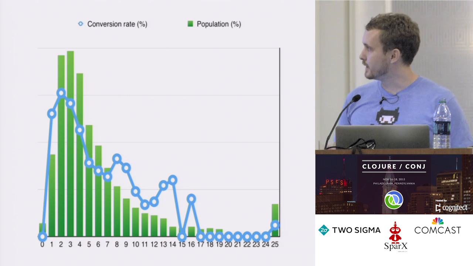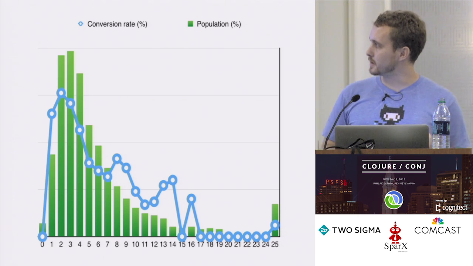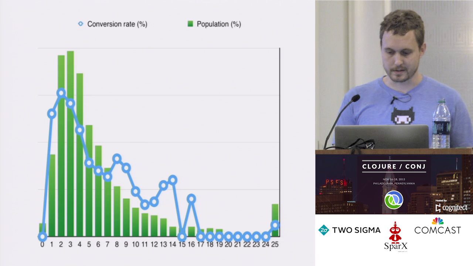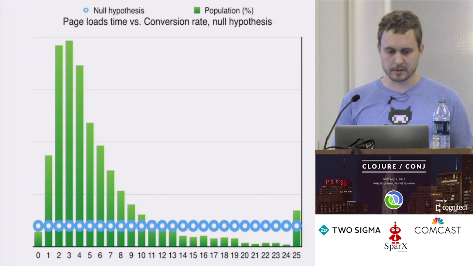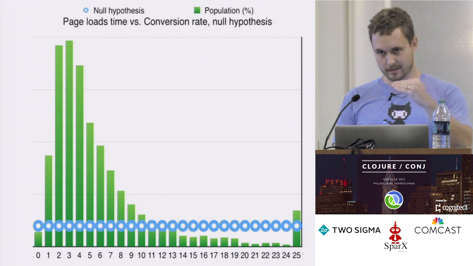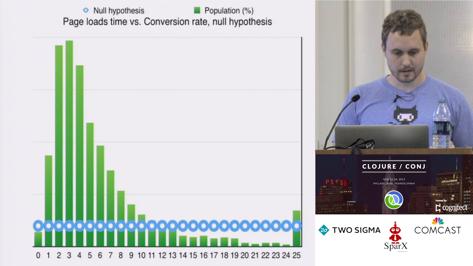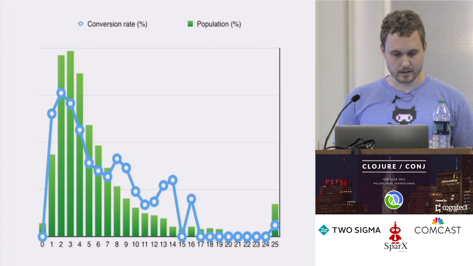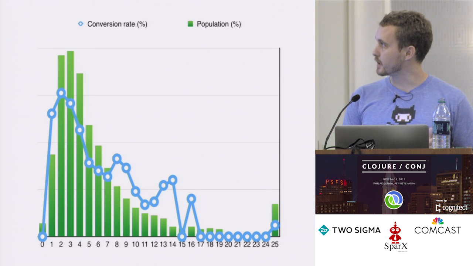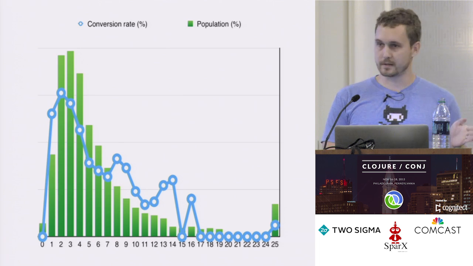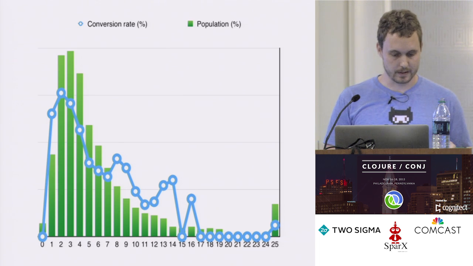You say, oh, well, the blue line and the green line look kind of similar, but let's look at the null hypothesis here. If page load speed didn't matter, you would expect a flat line all the way across, right? But instead, you see a giant spike. So the cost of not loading your pages quickly is huge.